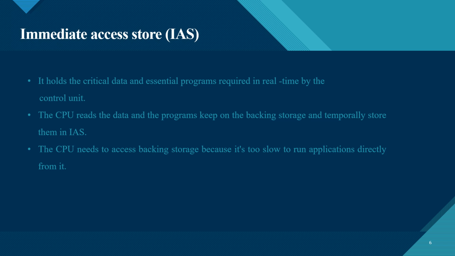After that, let's discuss the immediate access store. The immediate access store holds the critical data and essential programs required in real time by the control unit. The CPU reads the data and the programs kept on the backing storage and temporarily stores them in the IAS. The CPU needs to do this because the backing storage is too slow to run applications directly from it.